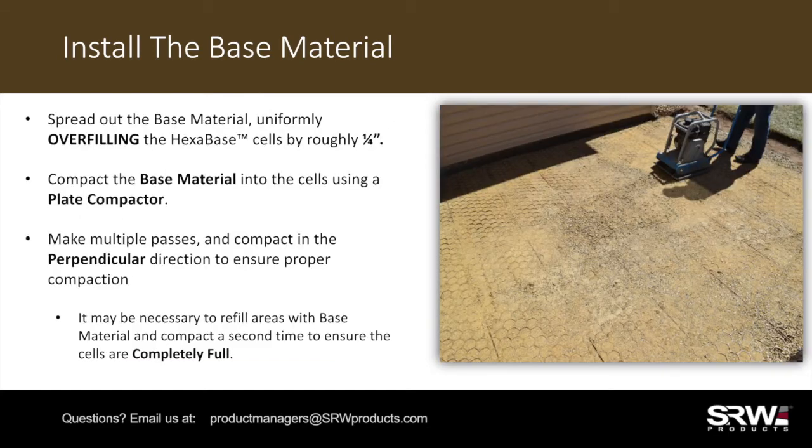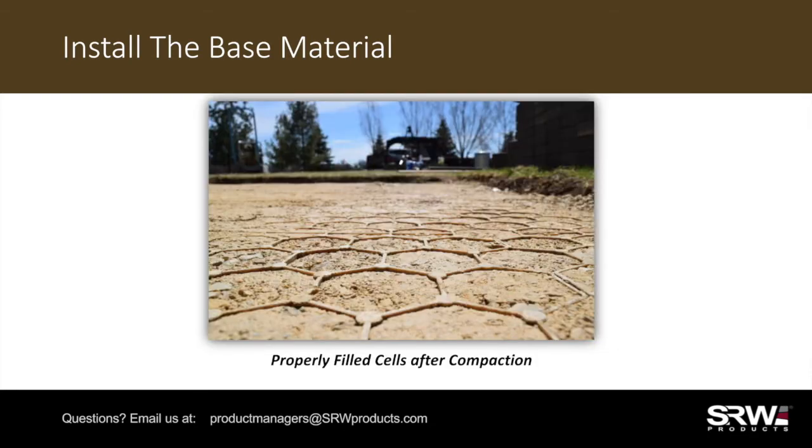Spread out the base material, overfilling the HexaBase cells by roughly 1/4 inch. This extra material is needed to account for compaction of the base into the cells. Compact the base material into the cells using a plate compactor, making multiple passes and even compacting in the perpendicular direction to ensure proper and complete compaction. It may be necessary to refill some areas with more base material and compact a second time to ensure the cells are completely full. This is what properly filled and compacted HexaBase cells should look like.